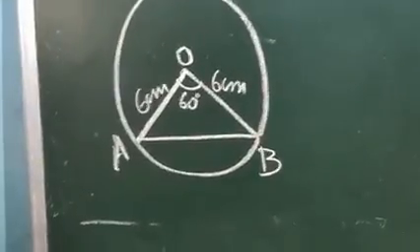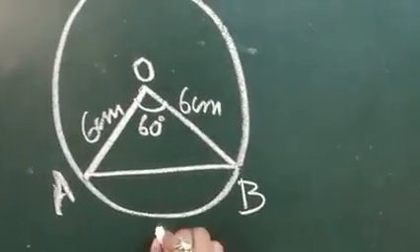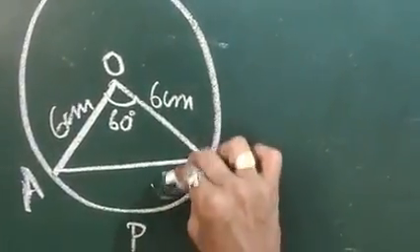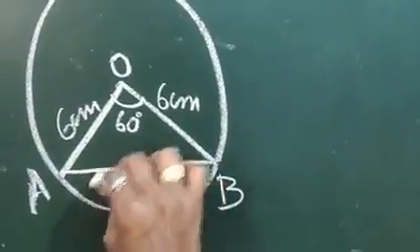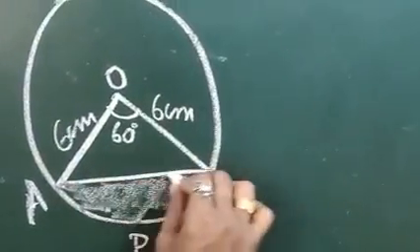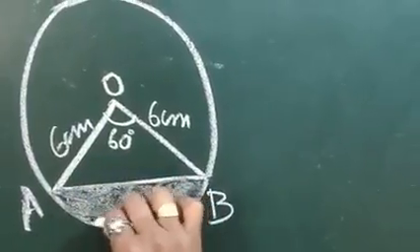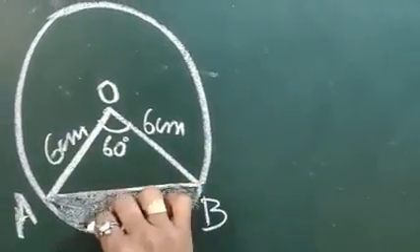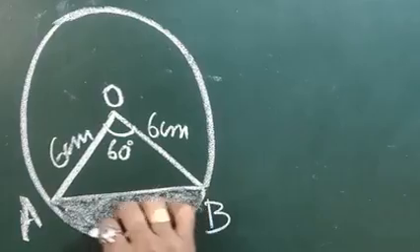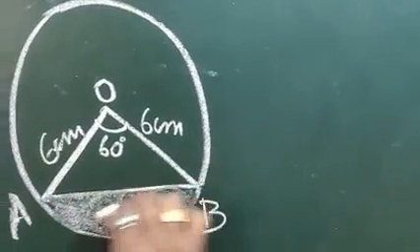I will give the name here. I will write it as P. You need to find the area of APB. Area of segment APB. This is the minor segment. The region covered by the chord and arc is called a segment. This area you need to find.